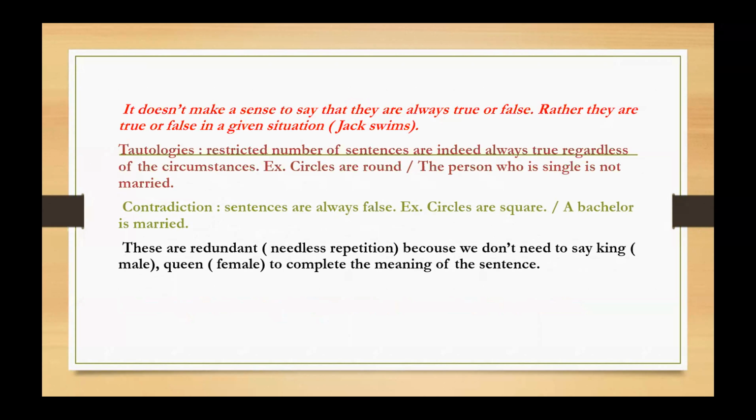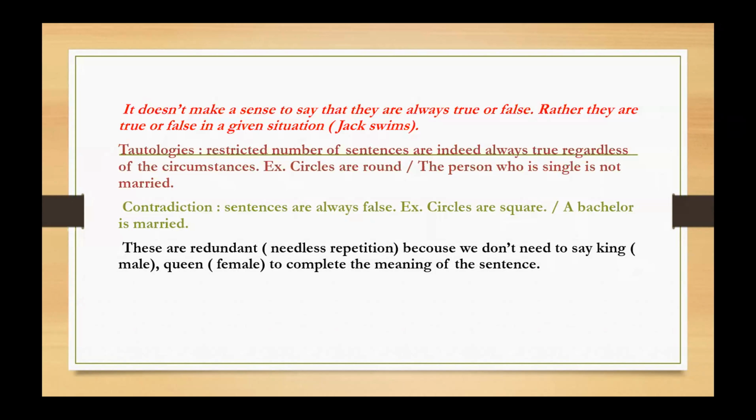For example, circles are round, or the person who is single is not married. These sentences, we can say this is a true sentence, always. So in the previous sentence, Jack swims can be true and can be false, depending on the context. So if Jack can swim, then this sentence is true. If Jack can't swim, then this sentence is false.